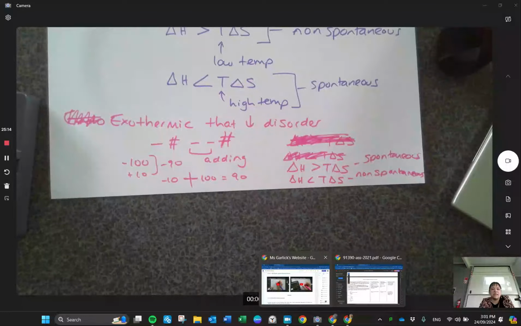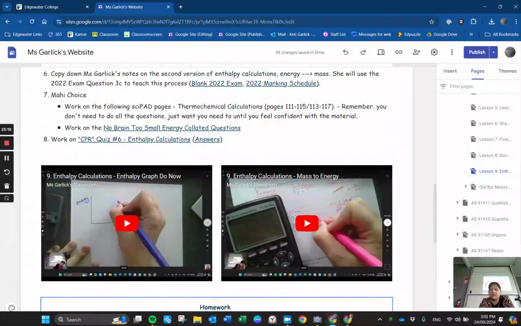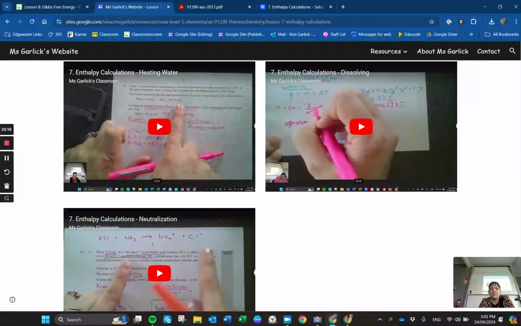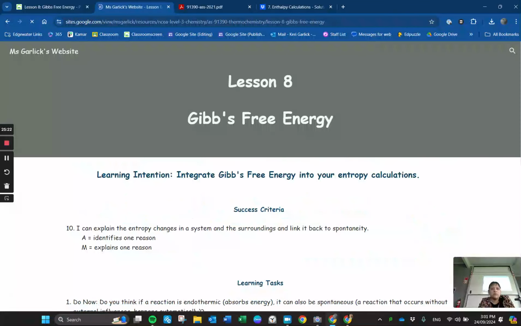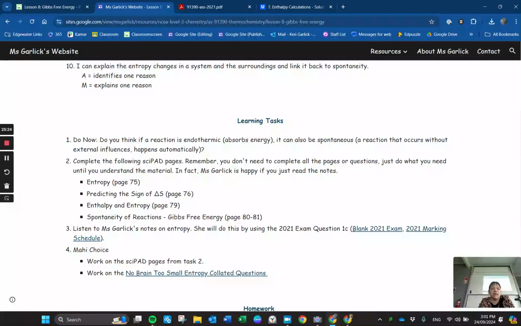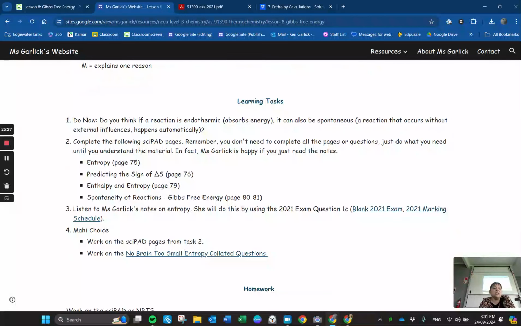So let me go back to here so you can see all the working. That's not what I want. This is what I want. Okay. So here's the work for Gibbs, and I'll put it back onto the classroom screen. You can go back and do those SciPed pages from task number 2. This one I do actually find useful compared to the calculation. So most of the calculation questions, I say go ahead and just jump straight into the exam questions, because there's not a whole lot of help with the scaffolding of those questions. You might as well just jump straight in. But in this case, this is actually useful if you're not quite getting entropy and Gibbs free energy and spontaneity, to use those pages to help you.